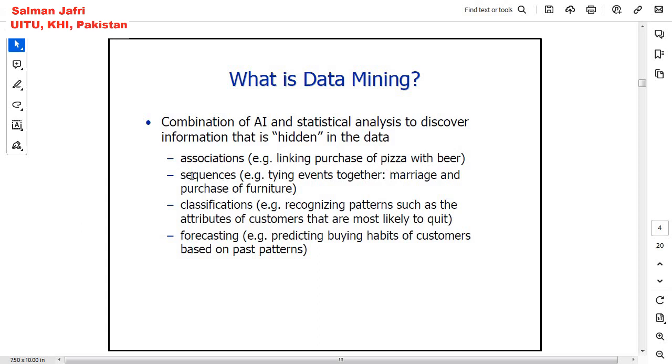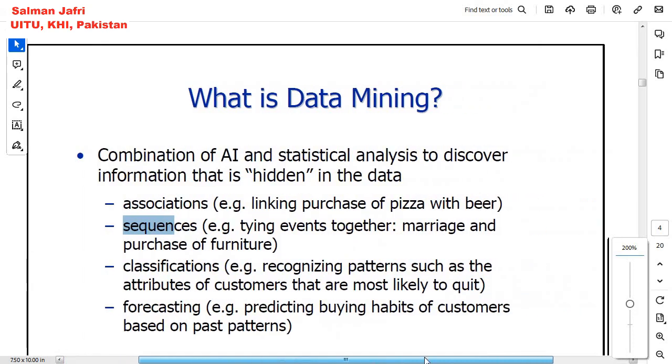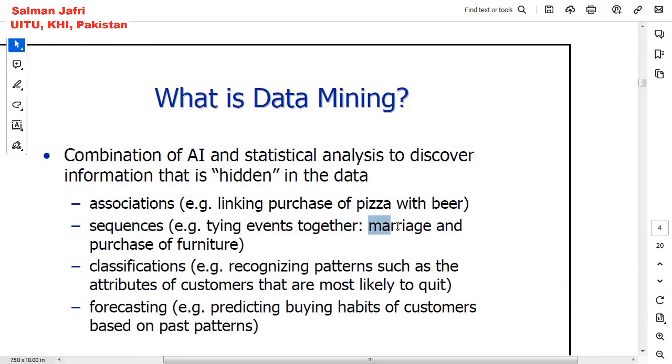Then we also look at sequences. And sequences are basically events which are tied together. For example, when the event of marriage occurs, there is an event of purchase of furniture. So these two are linked. We can also have classifications. For example, recognizing patterns such as the attributes of customers that are most likely to quit. So what are the salient features of the customers that are quitting? And we can also use data mining for forecasting or extrapolating. For example, predicting buying habits of customers based on past patterns.